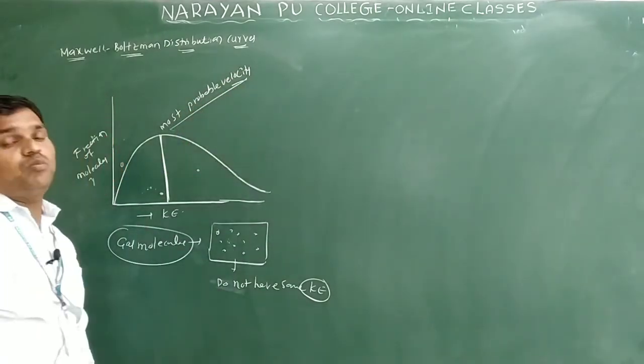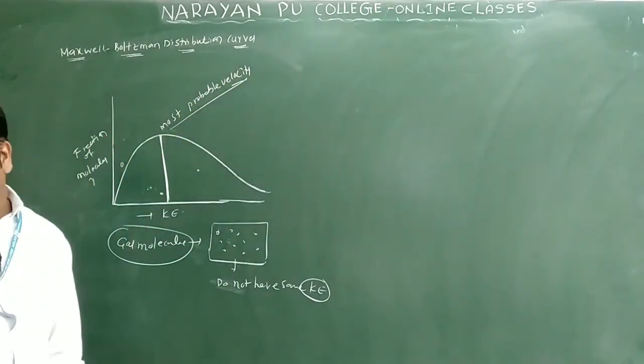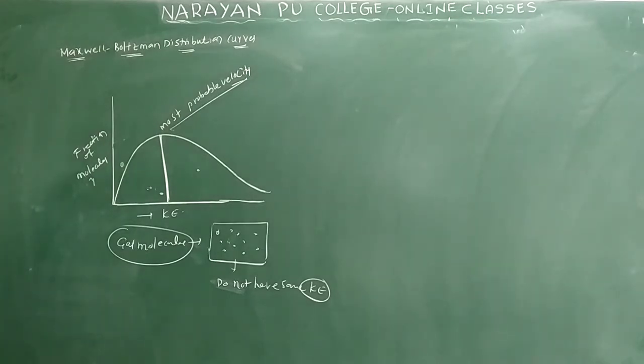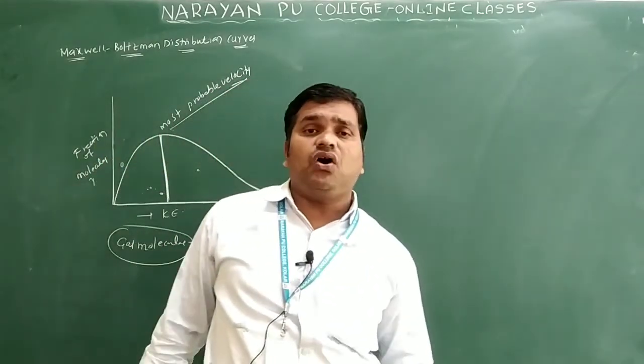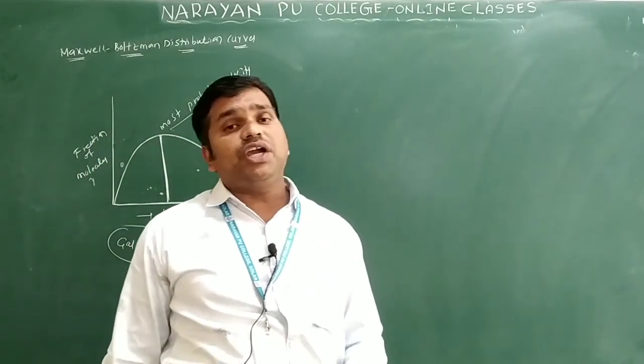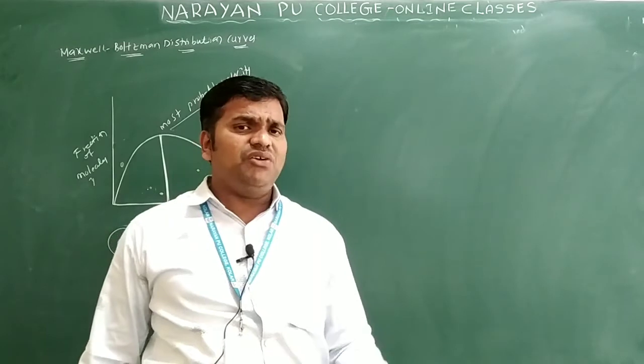Most probable velocity. What does most probable velocity mean here? All the reactant molecules do not have the same kinetic energy, so it is difficult to predict the behavior of all the gaseous molecules. So how can you predict the behavior of all the gas molecules?